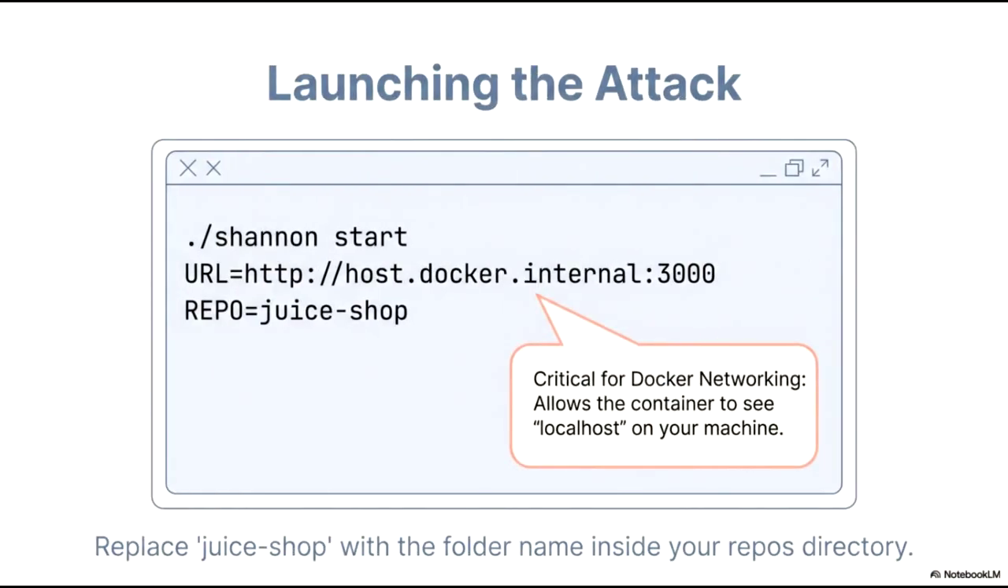Now we are ready to launch the attack using the command /Shannon start. When running this, you need to provide 2 essential parameters. The first is the URL, which we point to http://host.docker.internal:3000. This specific hostname is critical for Docker networking, as it allows the containerized tool to reach services running on your local host machine. The second parameter is the repo variable. While this example shows Juice Shop, you must replace it with the actual folder name located within your repos directory.